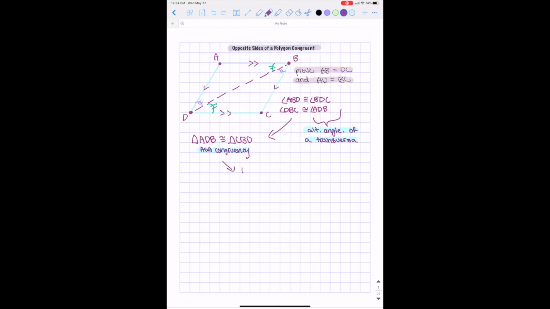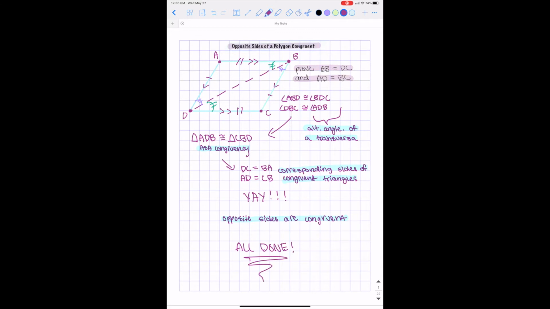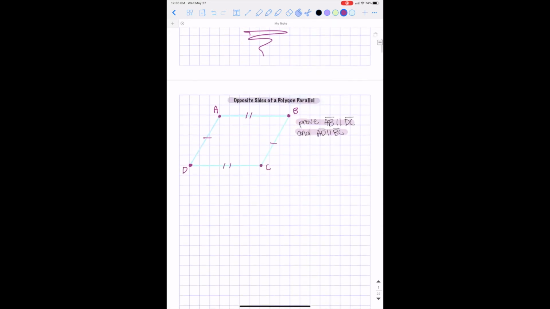So if two triangles are congruent, then all the corresponding features of those triangles are congruent. So DC equals BA and AD equals CB because they're both corresponding sides of congruent triangles. And that's it. Now you've proved that opposite sides of a polygon are congruent. So moving on, now we're going to prove that opposite sides of a polygon are parallel.